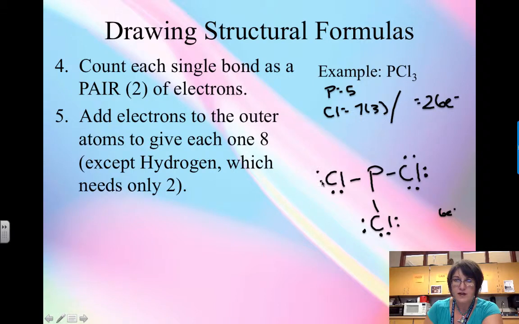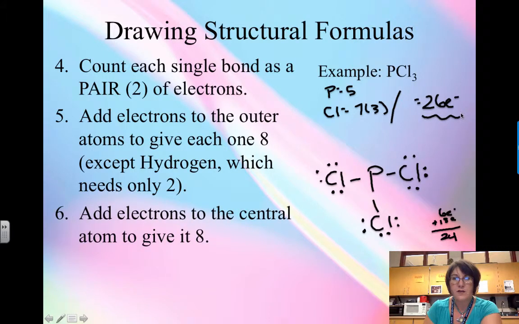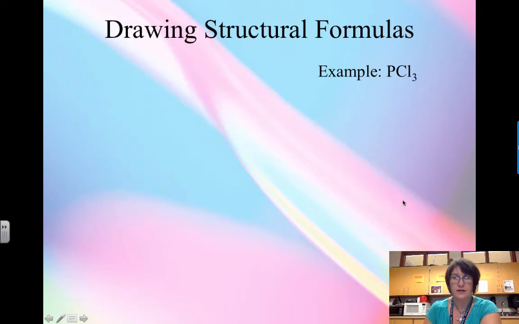Now let's count our electrons again and see where we're at. We had 6 before, so here's 2, 4, 6, 8, 10, 12, 14, 16, 18 new electrons, and we are up to 24. I need to have 26. So for my last electrons, I'm going to put them on the central atom so that it has 8 electrons too. Now phosphorus gets to have 8, and so does chlorine.